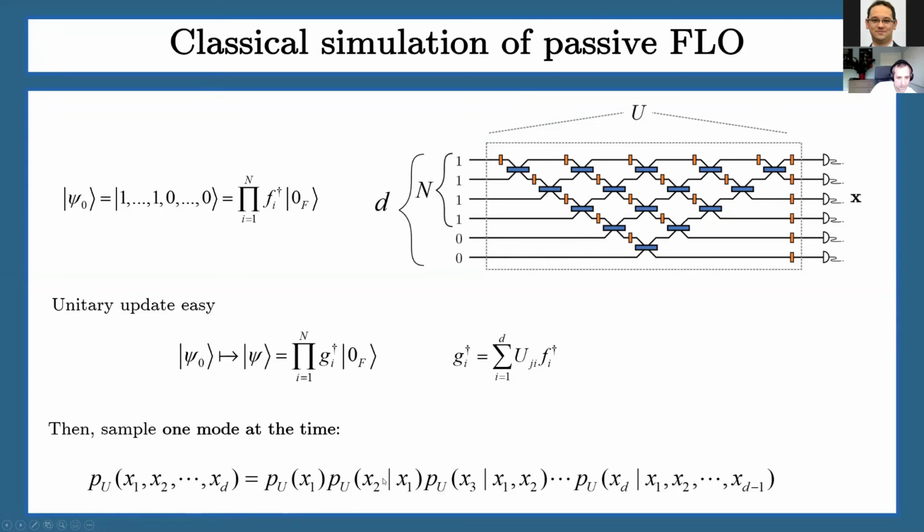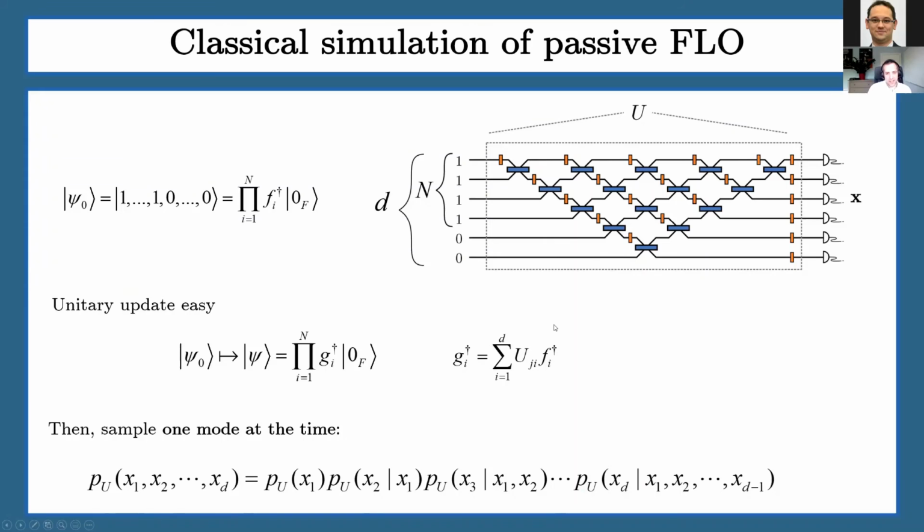It can be interpreted in the following way. If we can sample from this first probability distribution, and then condition on the value x1 that we got, we can sample the value of the second mode, and so on. If we have this power, then we can sample from this big probability distribution.